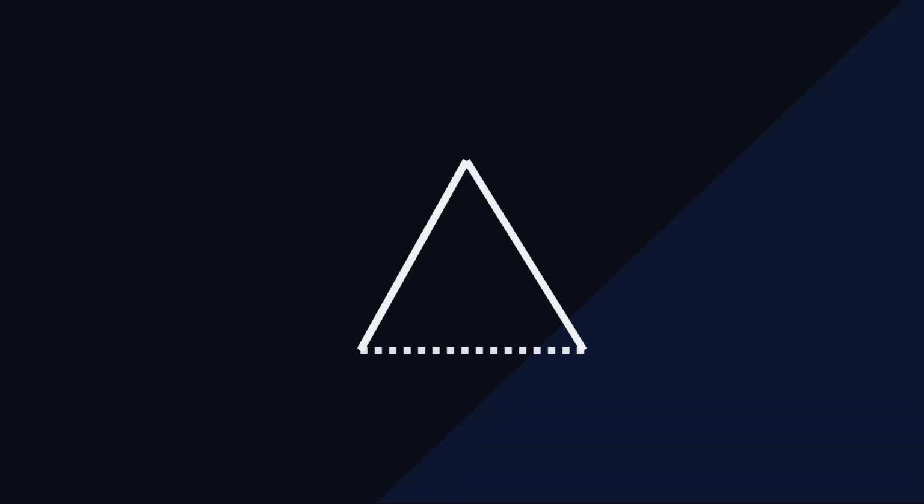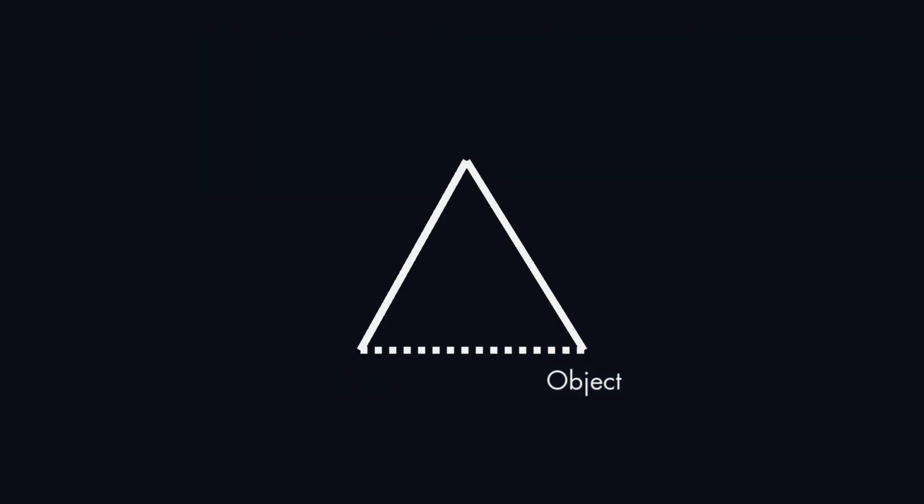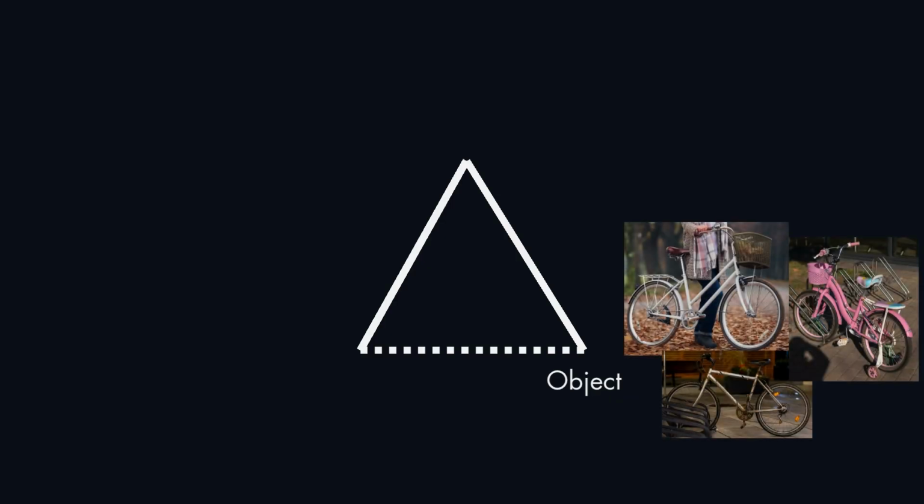Now we come to the main topic, the terminological triangle. First, let's explain the three fundamentals of terminology work: object, term, and concept. According to the International Organization for Standardization, objects are perceived or conceived and then abstracted into concepts. There are concrete objects like a bicycle and abstract ones like hate or magnetism.